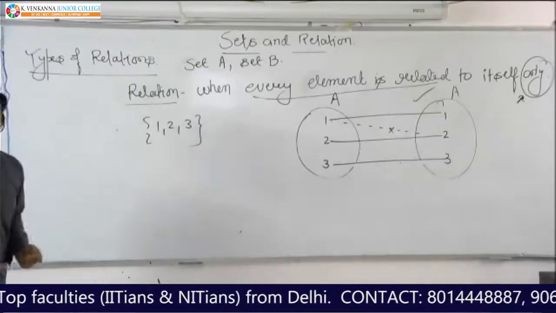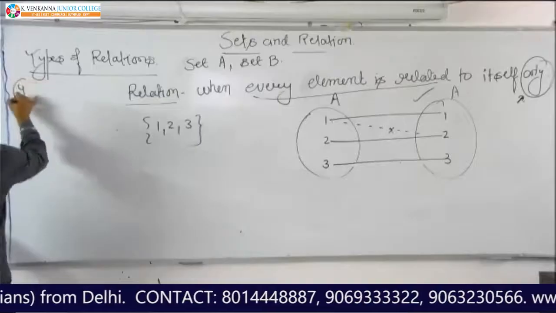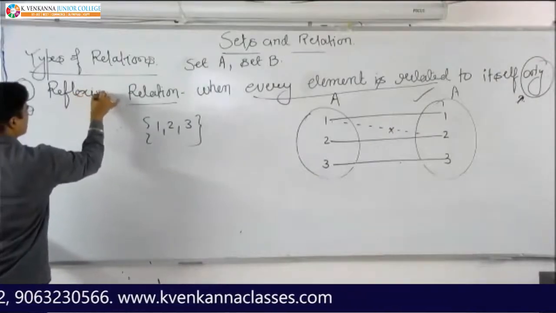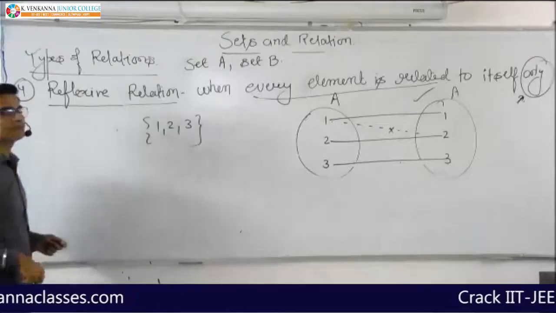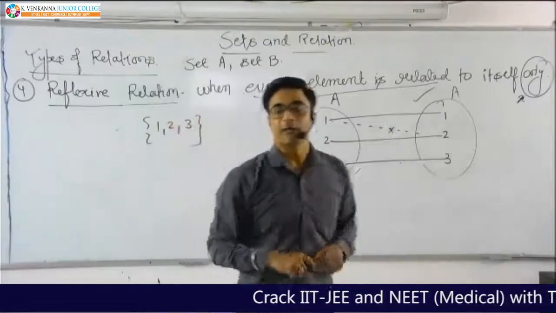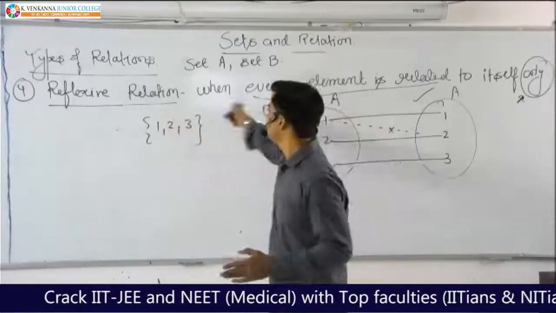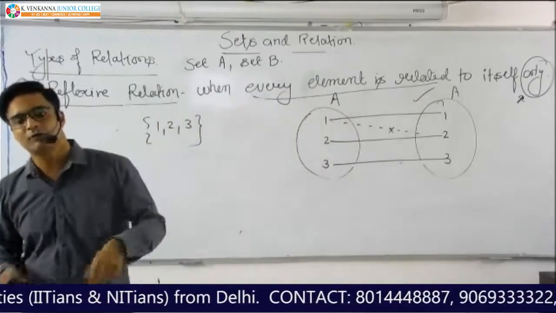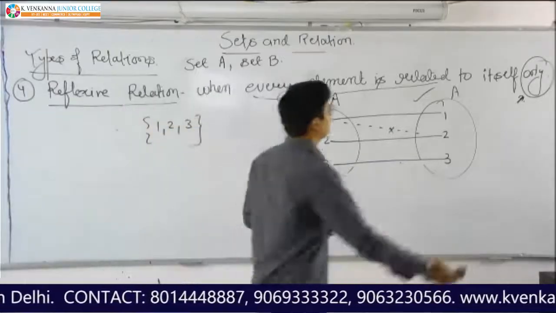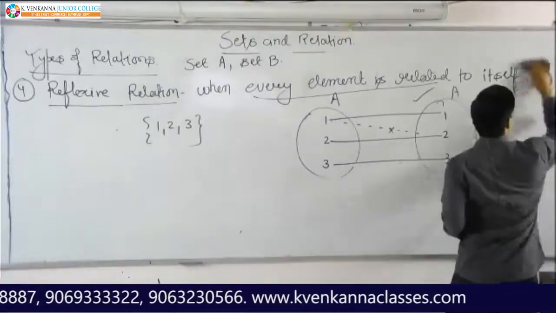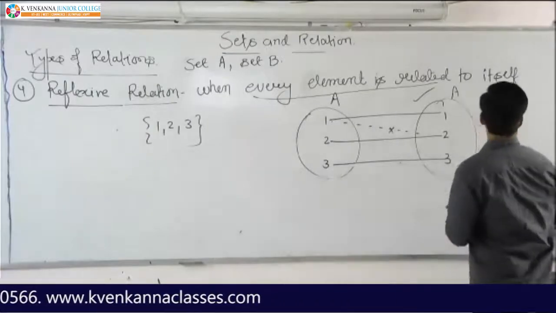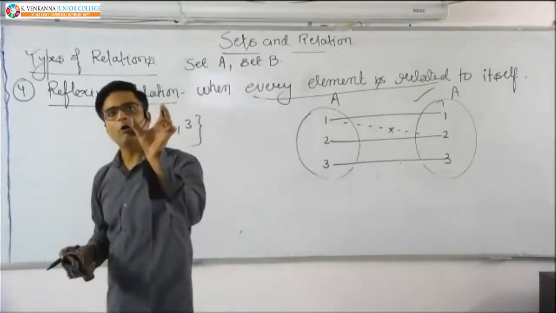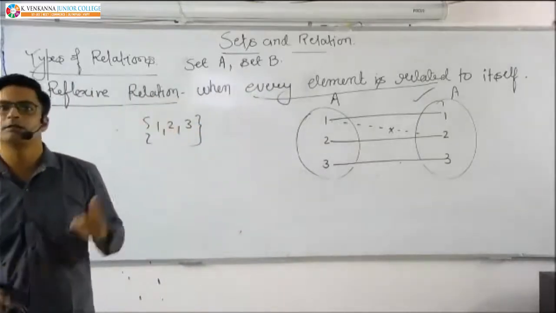Now, a similar type of relation, I am also going to define. It is called reflexive relation. Reflexive relation also has the same property, that every element is connected to itself. The only difference is that the word "only" will not come in this case.